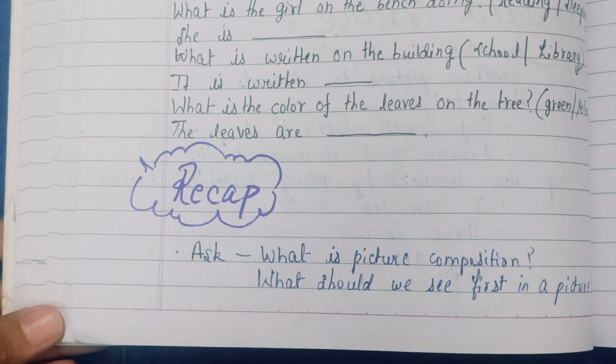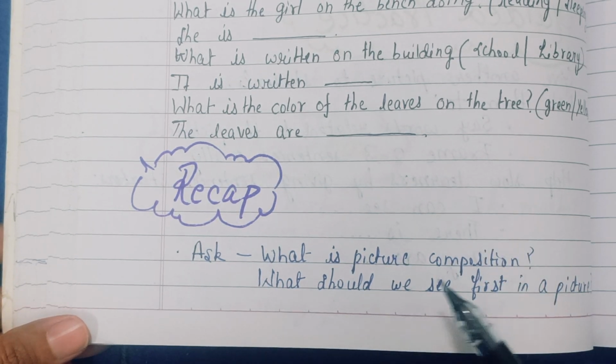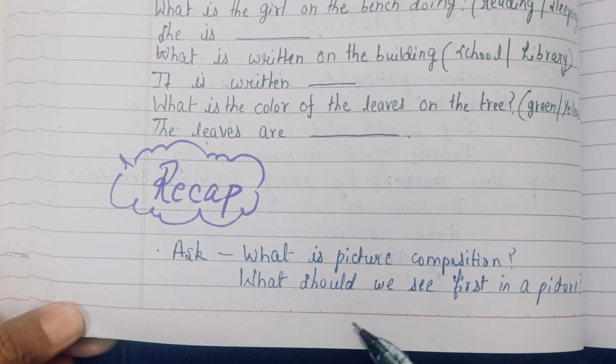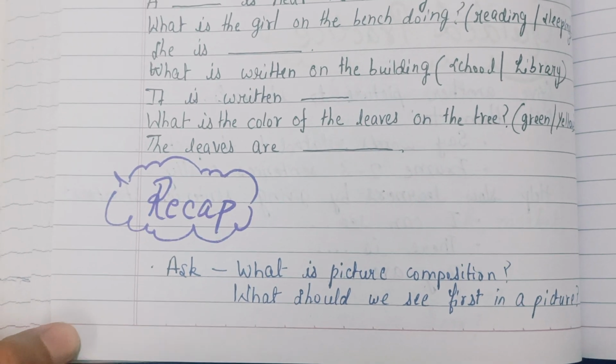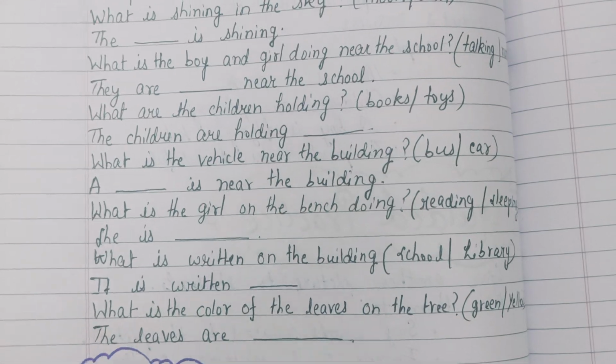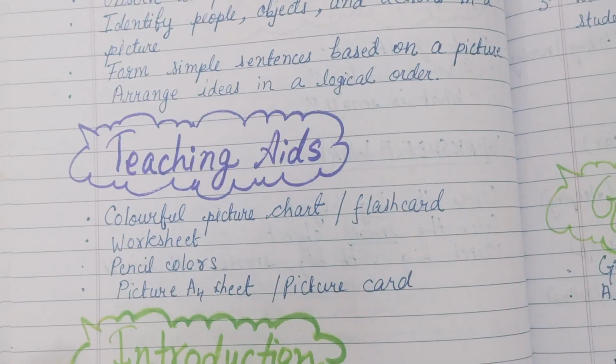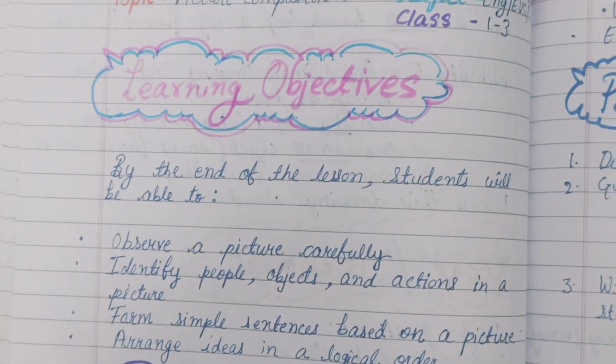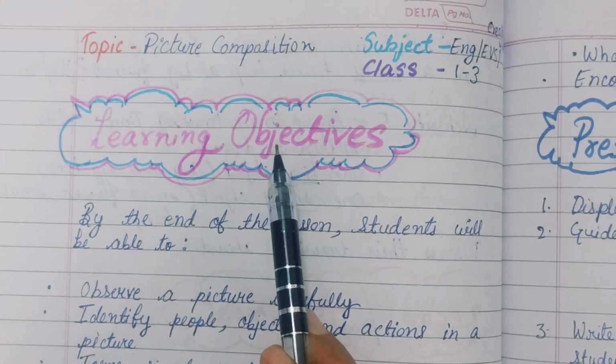Now the last is recap. You can ask what is picture composition? What should we see first in a picture? So any other questions you can ask to recap you can use. So this is the lesson plan of the picture composition.